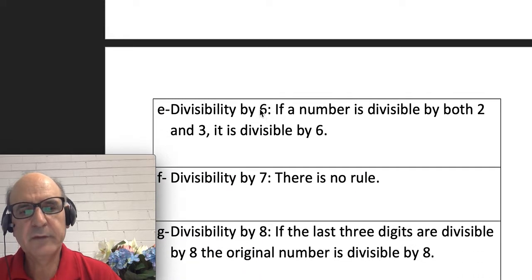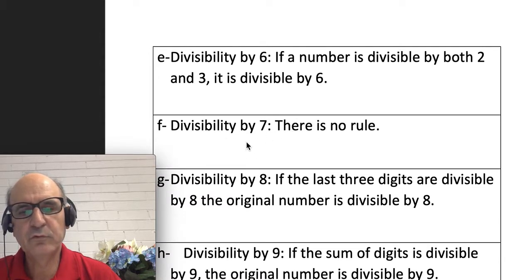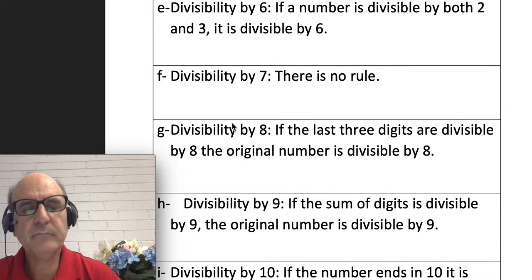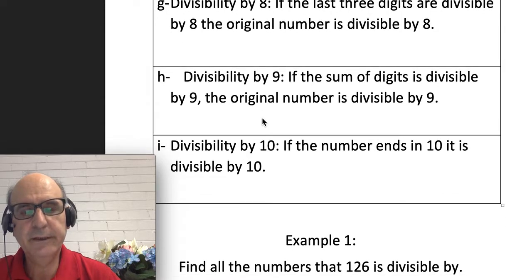To be divisible by 6, it needs to be divisible both by 2 and by 3. And we already talked about how to decide if a number is divisible by 2 and by 3. If it is divisible by both of them, then it is divisible by 6. For 7, we have no rules. We need to actually divide to see if it is divisible. For 8, if the last 3 digits are divisible by 8, then the original number is divisible by 8.